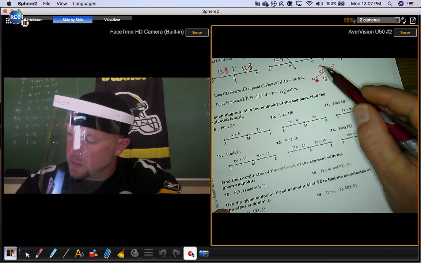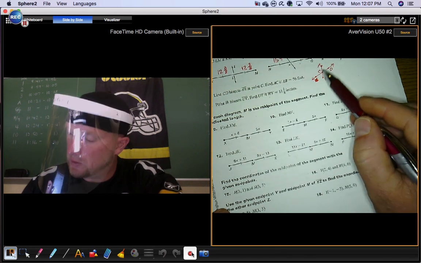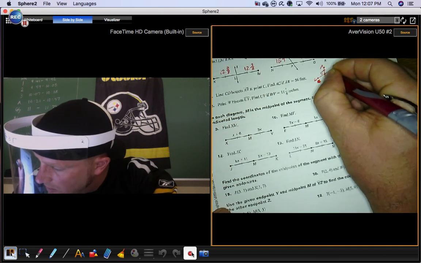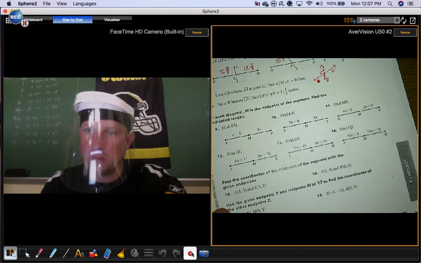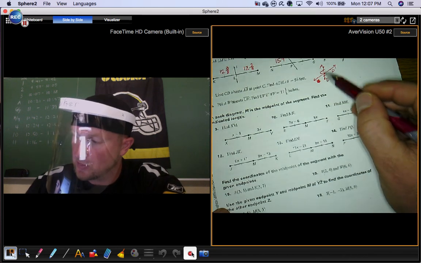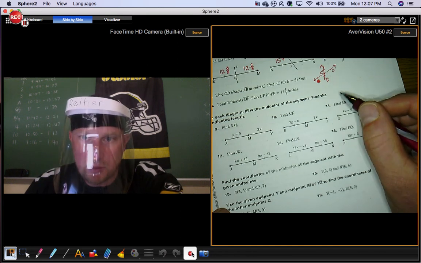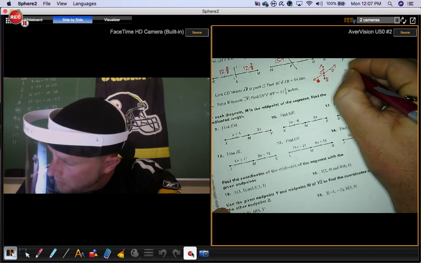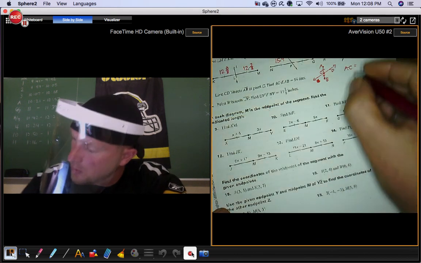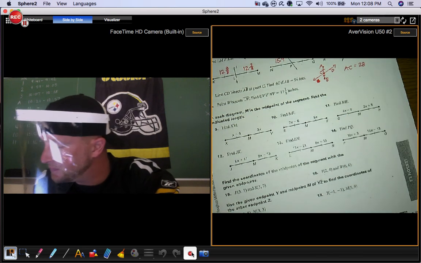Find the distance from A to C if you know the distance from A to B is 56. Well, if this line is bisecting this segment, then these pieces here are the same. And you know the whole thing is 56, it told you. So if the whole thing's 56, what is half of it? So 56 divided by 2 will give you 28.